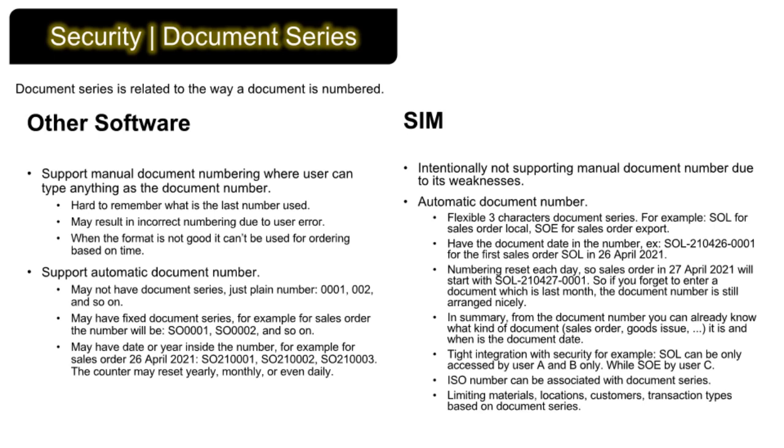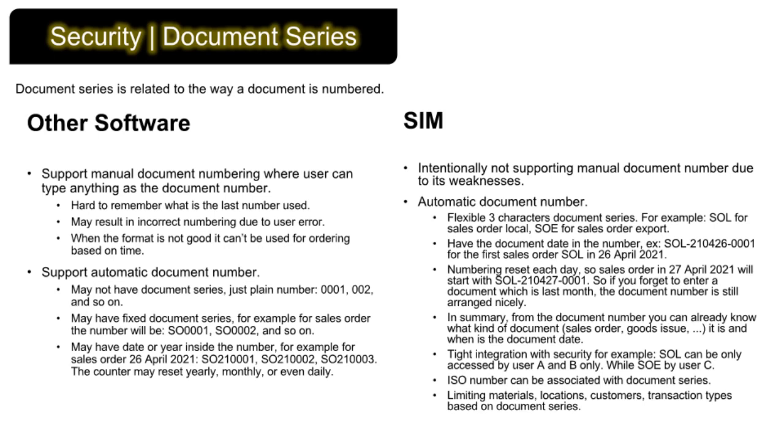How about other software? Well, some software supports manual document numbering, meaning you can type anything as the document number. While this gives you the most flexibility, it does so with penalties. It is obviously hard to remember what is the last number that you already used. It is even more challenging when 2 users input the same document type. The number the user entered may be wrong due to free text nature. When the format is not correctly specified, then you cannot use the number for ordering the documents from old to new ones.